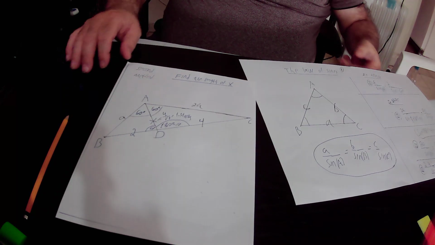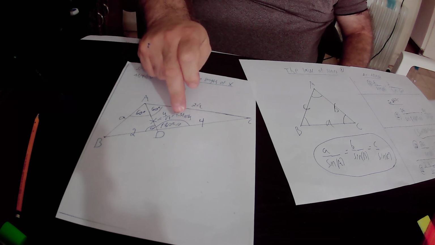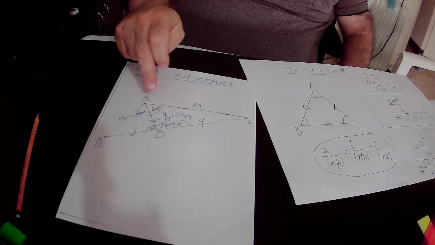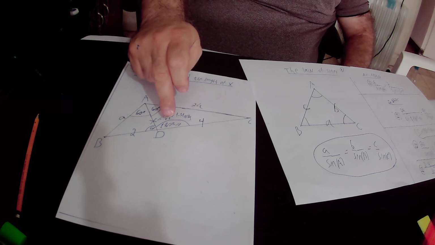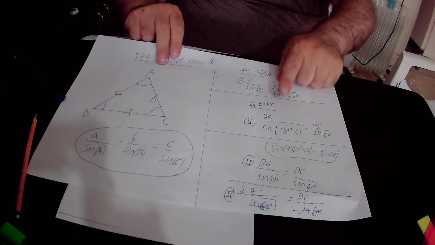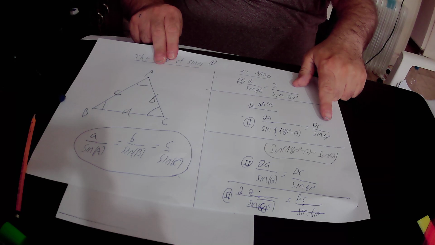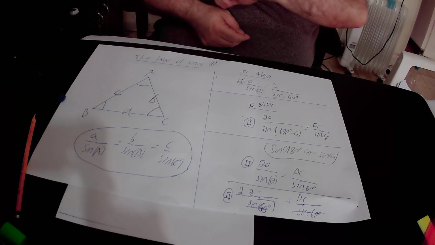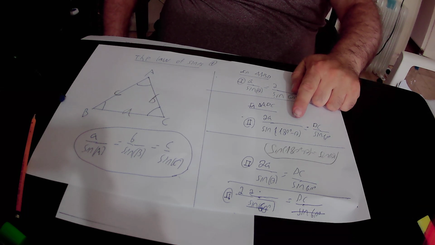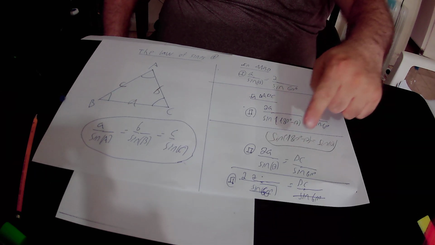Then we implemented the law of sines in triangle ADC. We get that 2A over sine of 180 degrees minus theta equals DC over sine 60 degrees. We have the trigonometric identity that sine of 180 degrees minus theta equals sine theta, so we can substitute sine of 180 degrees minus theta by sine theta. We did it, and we got, according to equation number 2, 2A over sine theta equals DC over sine 60 degrees.